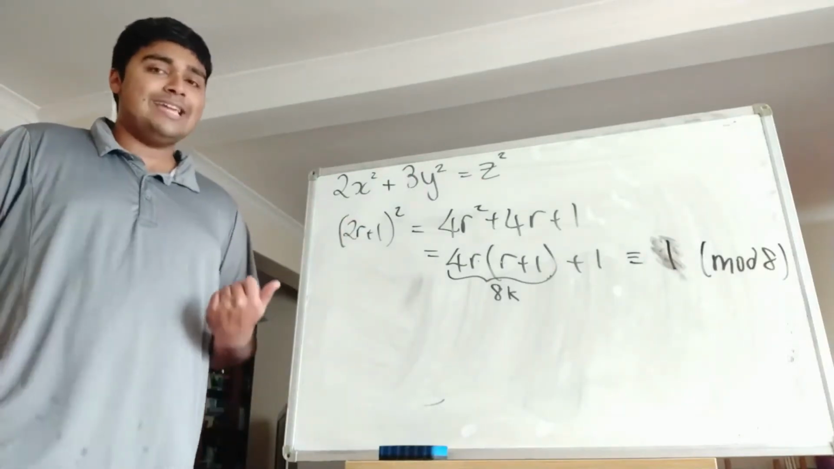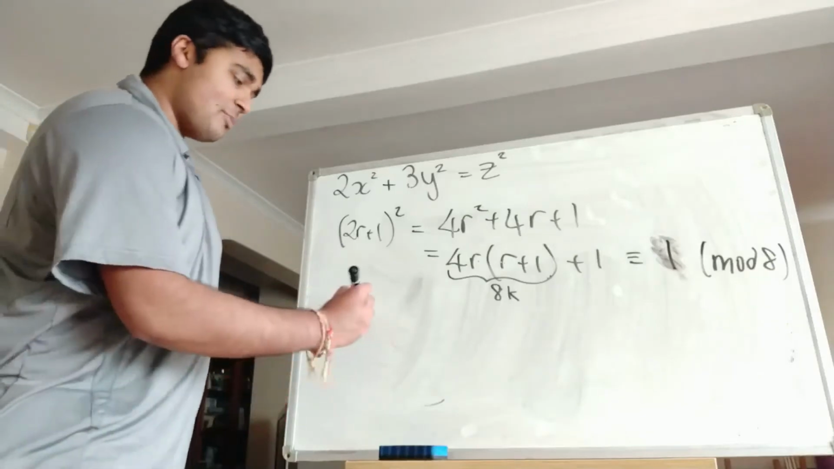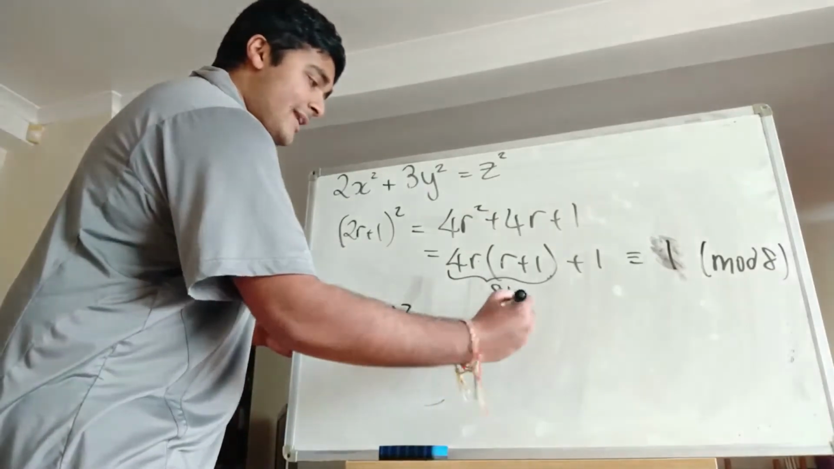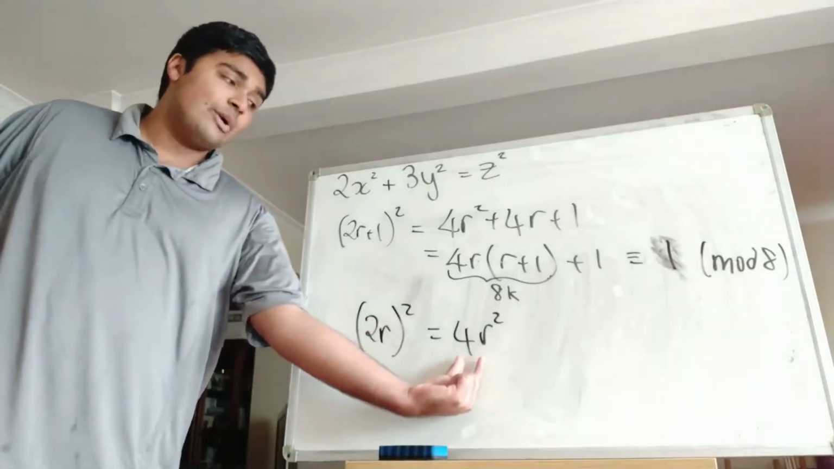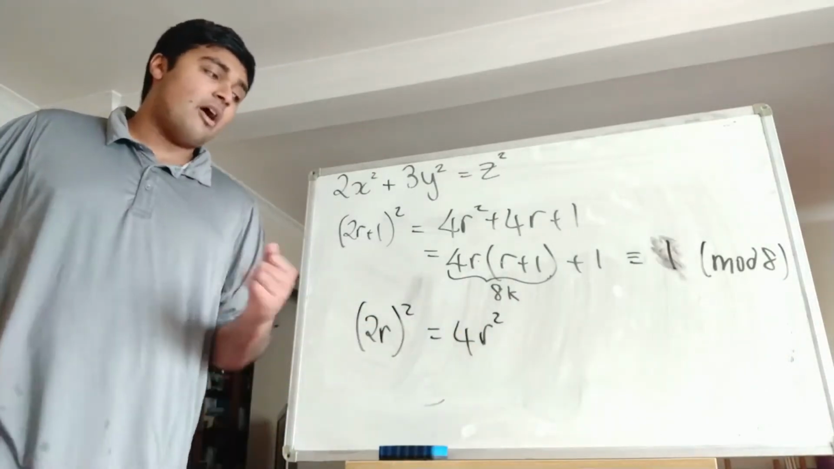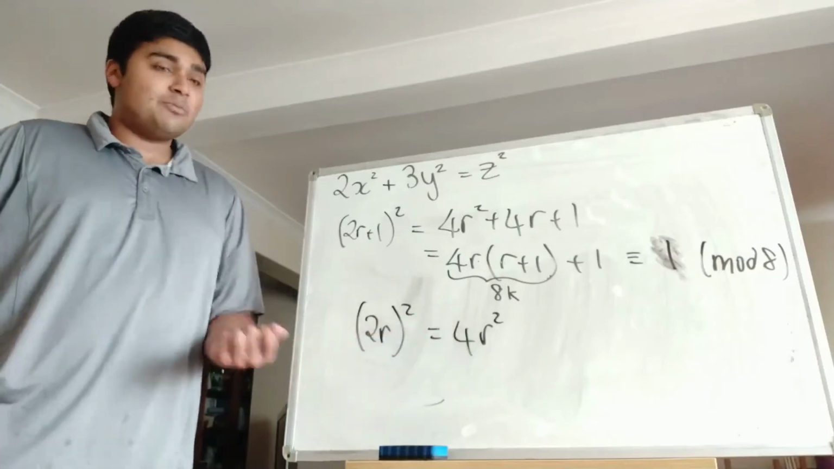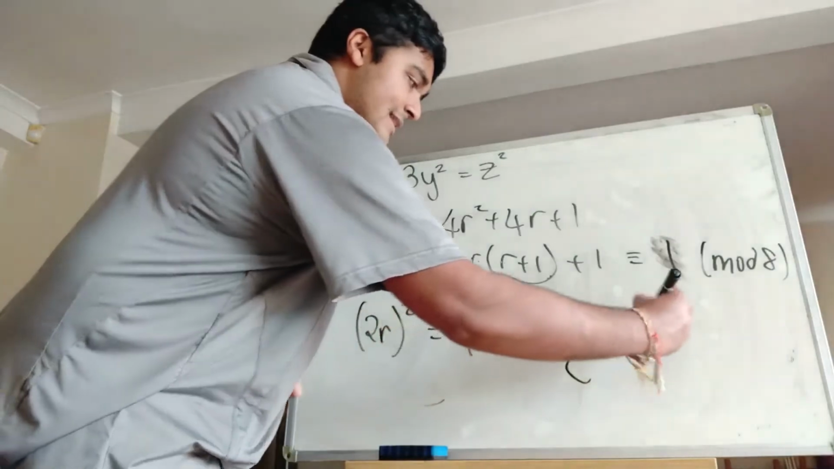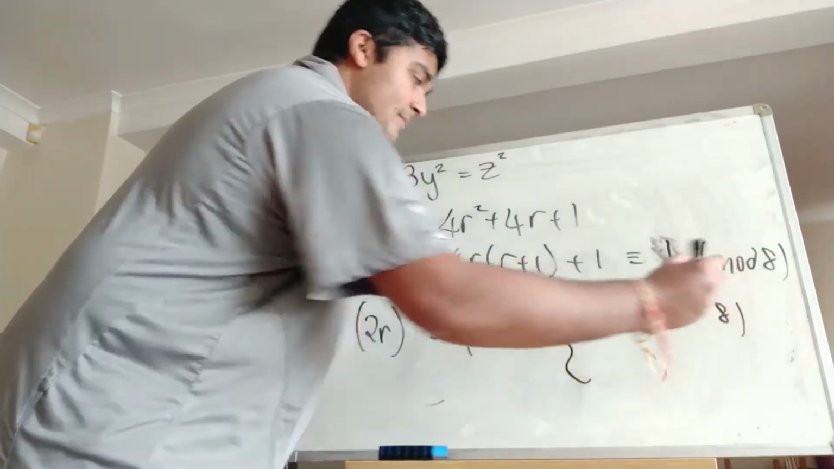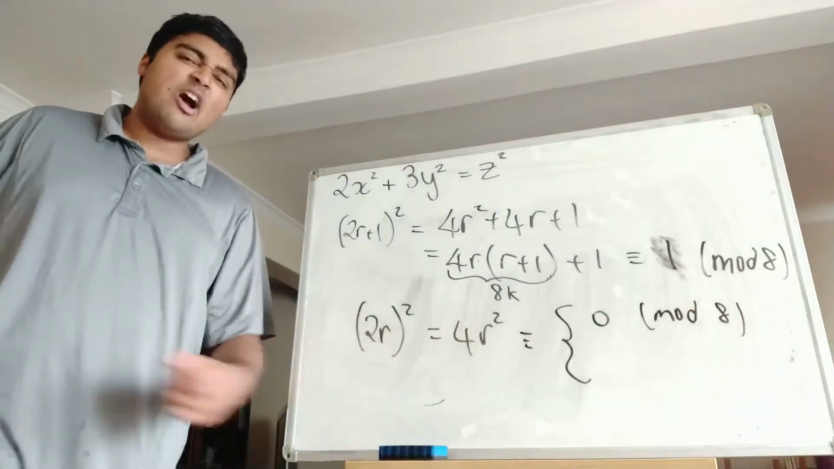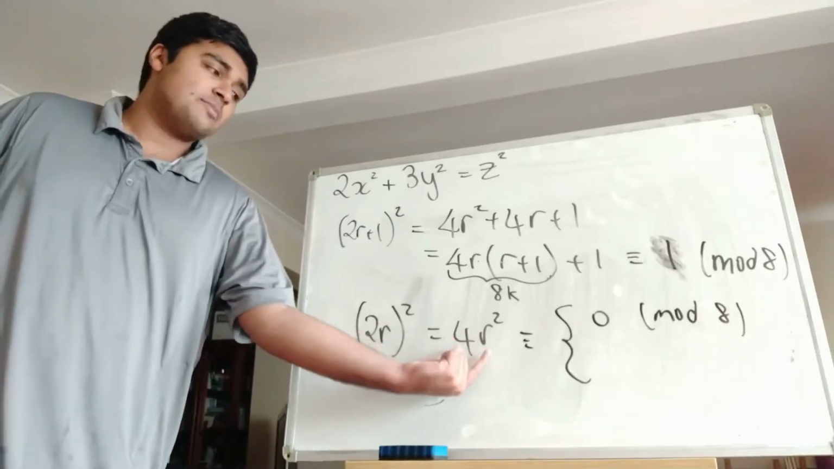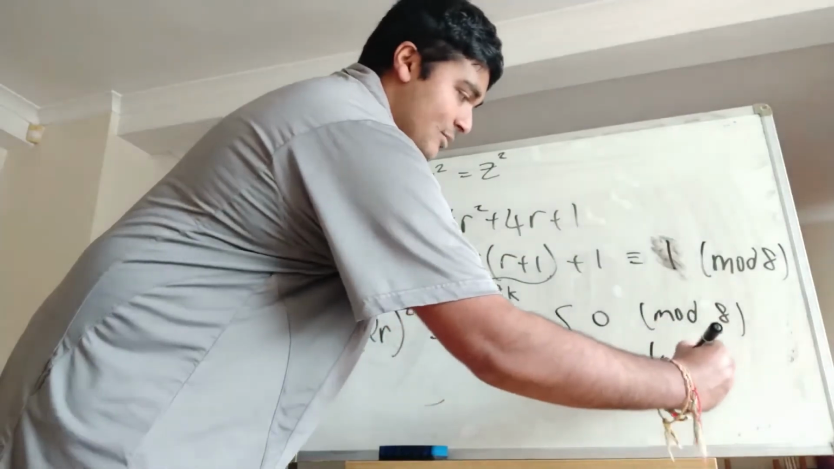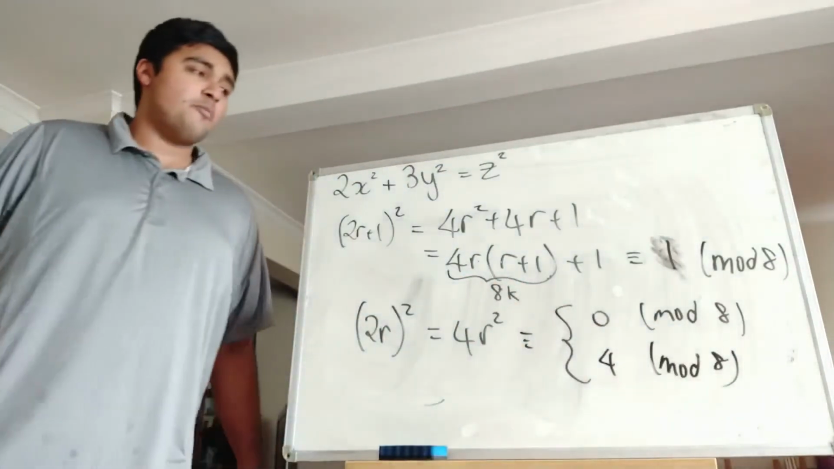So if we take any odd number and square it, it's always going to be congruent to 1 mod 8. Now what if we take an even number? Suppose we have 2r, and then we square that. Well, that's just 4r², and now we've still got our 4 here, but now we've got r². If r is even, then r² will be even, and this will be congruent to 0 mod 8. But if r is odd, then r² will also be odd, so this will be 4 times some odd number. So this will only be 4 mod 8. It won't be a multiple of 8, but it will be 4 off of a multiple of 8.